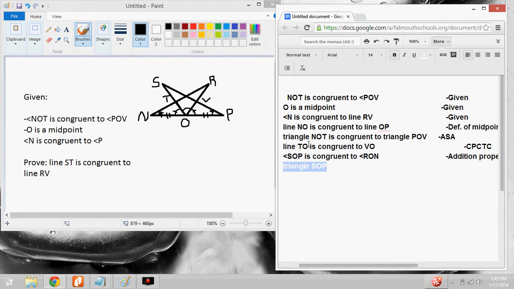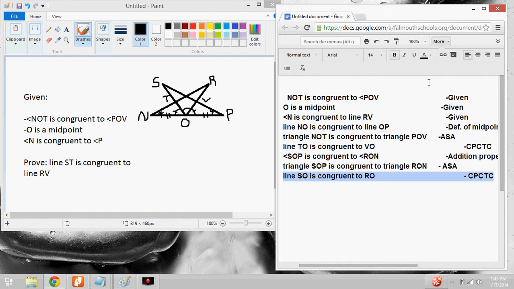So next we can now say that triangle SOP is congruent to triangle NOR, because we just found out that final angle and can therefore say ASA, angle side angle. So now that we have those 2 triangles congruent, we can say that side OR is congruent to side OS, once again because of CPCTC, congruent parts of congruent triangles are congruent.